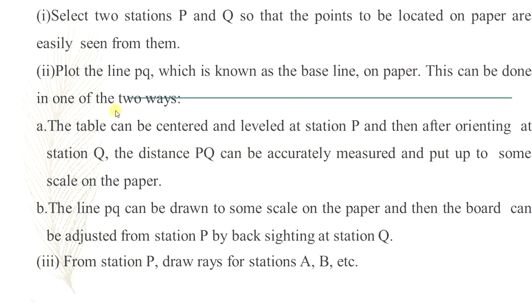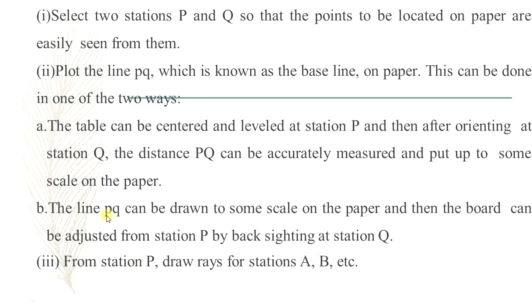This can be done in two ways. First, the table can be centered and leveled at station P, and after orienting at station Q, the distance PQ can be accurately measured and put up to some scale on the paper. This plotting can be done in two types. First, we center and level at station P, and after orienting or sighting station Q, we measure the distance PQ on the ground accurately, and put it to some scale on paper.